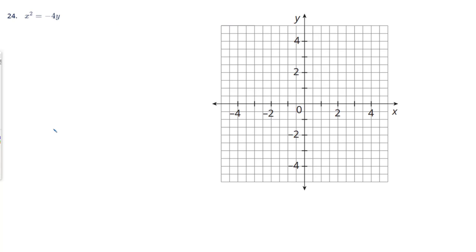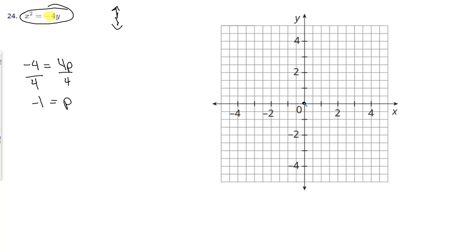So now we're going to graph it. Where is my vertex? 0, 0. Is this graph opening up and down or left and right? Up and down. Okay. And so now I need to find my P. And my P is always going to come from whatever this number is. So -4 equals 4P. And solve for P. Divide both sides by 4. -1 is equal to P.